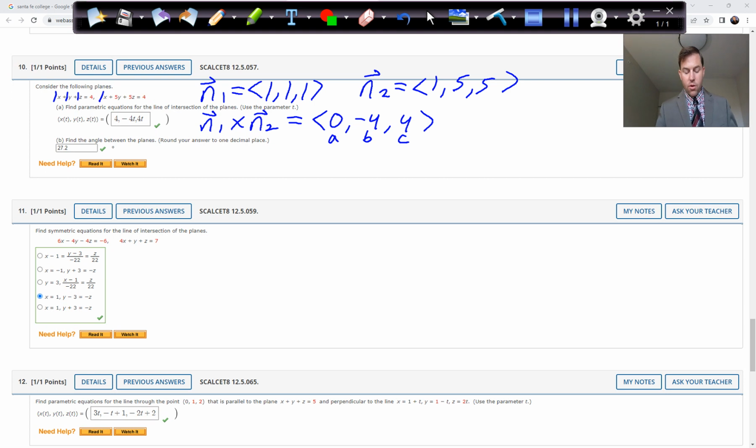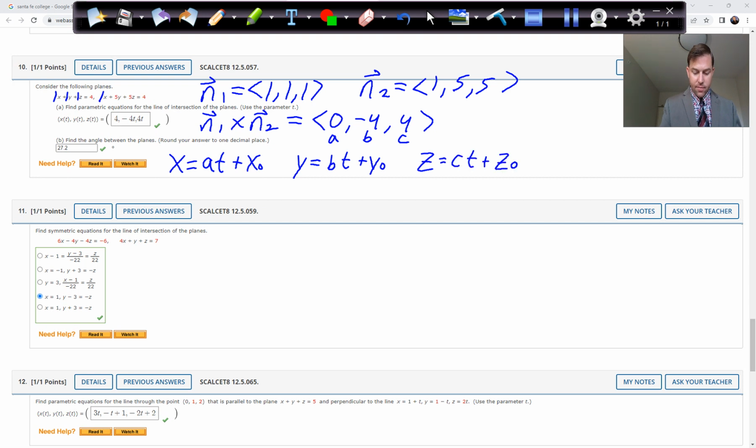Okay, then we're going to try to solve for one common point between the planes. So basically, we're trying to solve these three equations. X equals AT plus X0. Y equals BT plus Y0. And Z equals CT plus Z0. We know A, B, and C, so we could get half of it, but we need x0, y0, and z0, and that has to be a point on both planes at the same time. So to solve for those, we're going to let z equal 0.